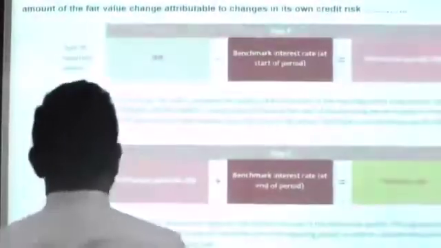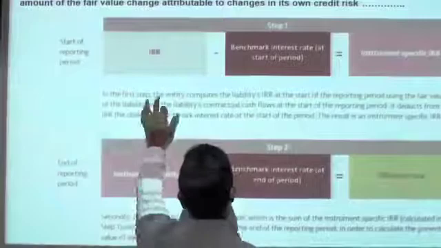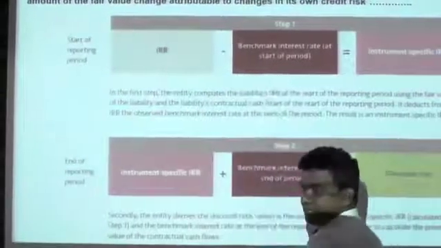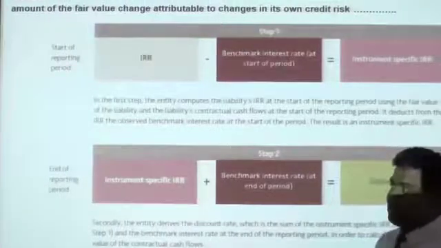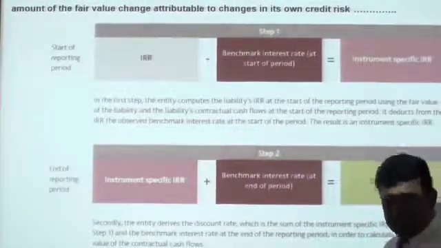Here, calculate the IRR for the bond minus the benchmark interest rate. Then you have the instrument specific IRR. According to my example, it is 40% for company B.